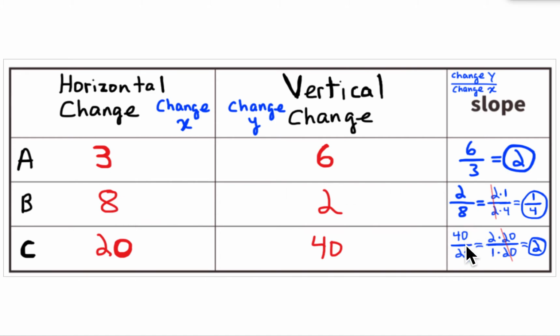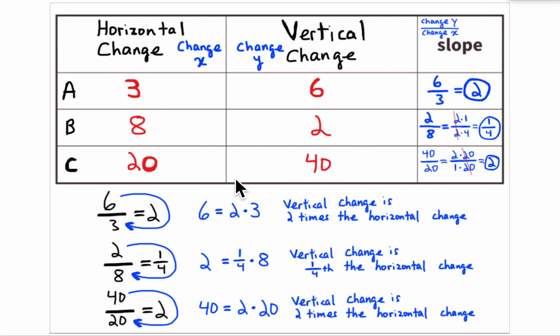And 40 is 2 times 20. So 40 divided by 20 is 2. So this 40 right here is 2 times this 20. And so the slope is 2 here, the slope is 1/4 here, and the slope is 2 here. So go through that one more time. So that 6 is 2 times this 3. This is the vertical change. This is the horizontal change.